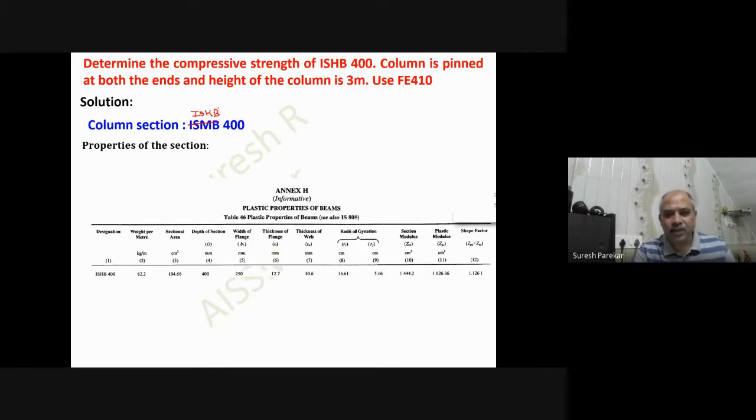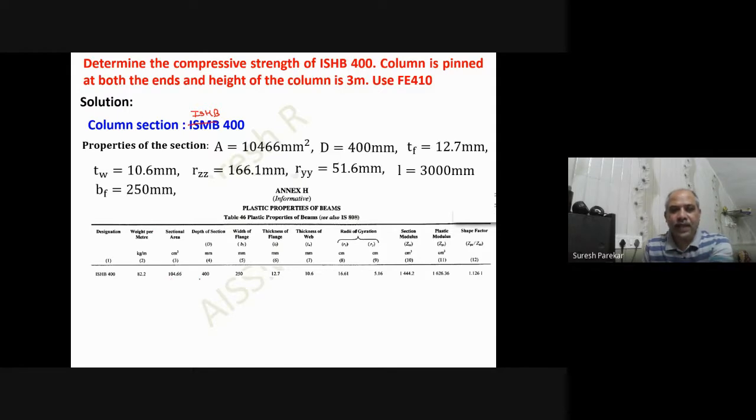And then we have the properties of the section. If we go to IS 808, then we have the ISHB properties. You can see the area is 104.66. Then overall depth is 400 millimeter, thickness of flange is 12.7 millimeter, thickness of web is 10.6 millimeter, RZZ is 166.1 millimeter, RYY is 51.6 millimeter. All are in centimeters, so we have converted to millimeters. L is 3000 millimeter, BF is 250 millimeters.